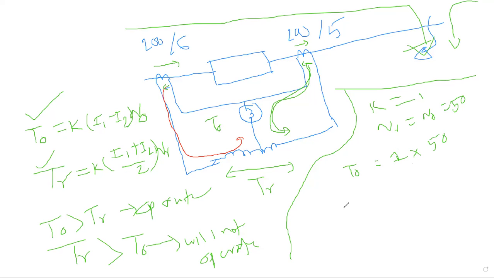And let's consider the restraining torque. The restraining torque would be (I1 plus I2) divided by 2, into NR. That means 11 divided by 2, into 50. So it becomes 5.5 into 50. So you can simply say, which one is greater? Tell me, T naught or TR? Which value is larger, the value of the operating torque or the value of the restraining torque?